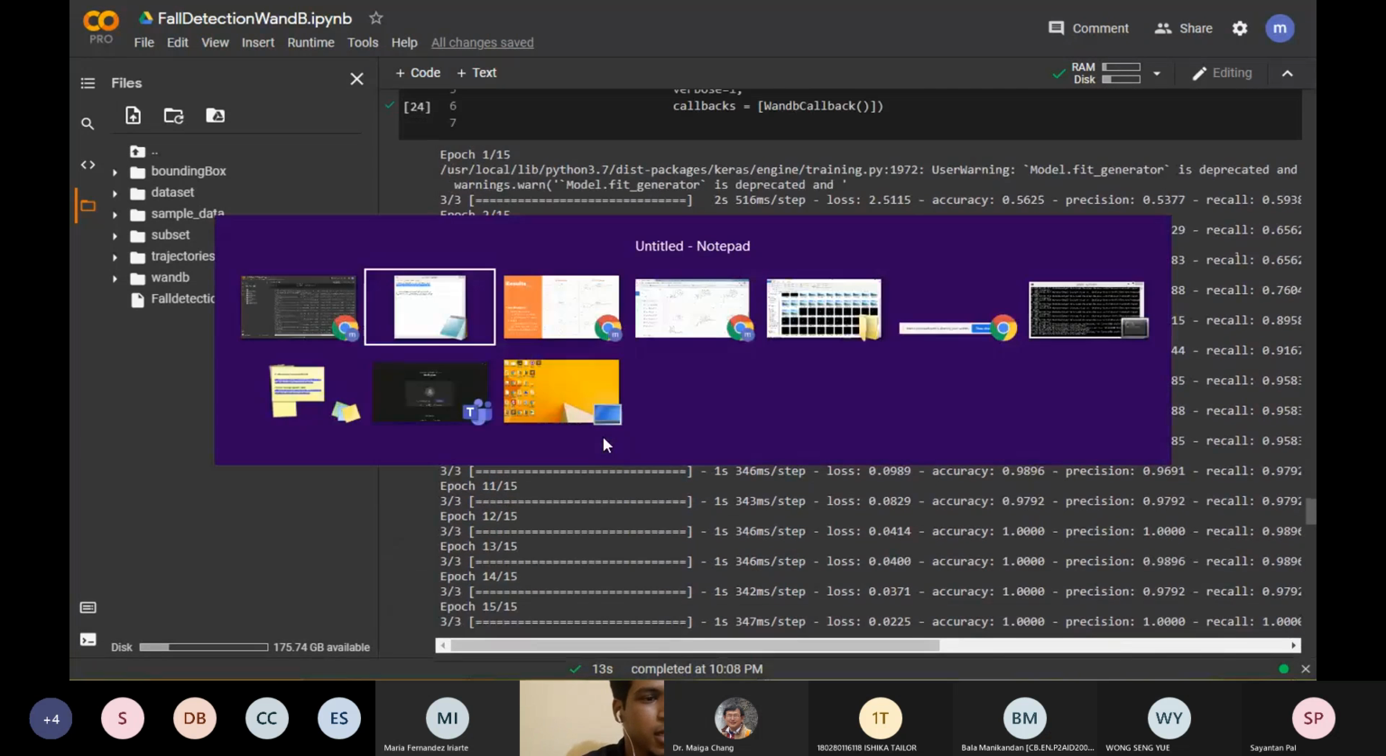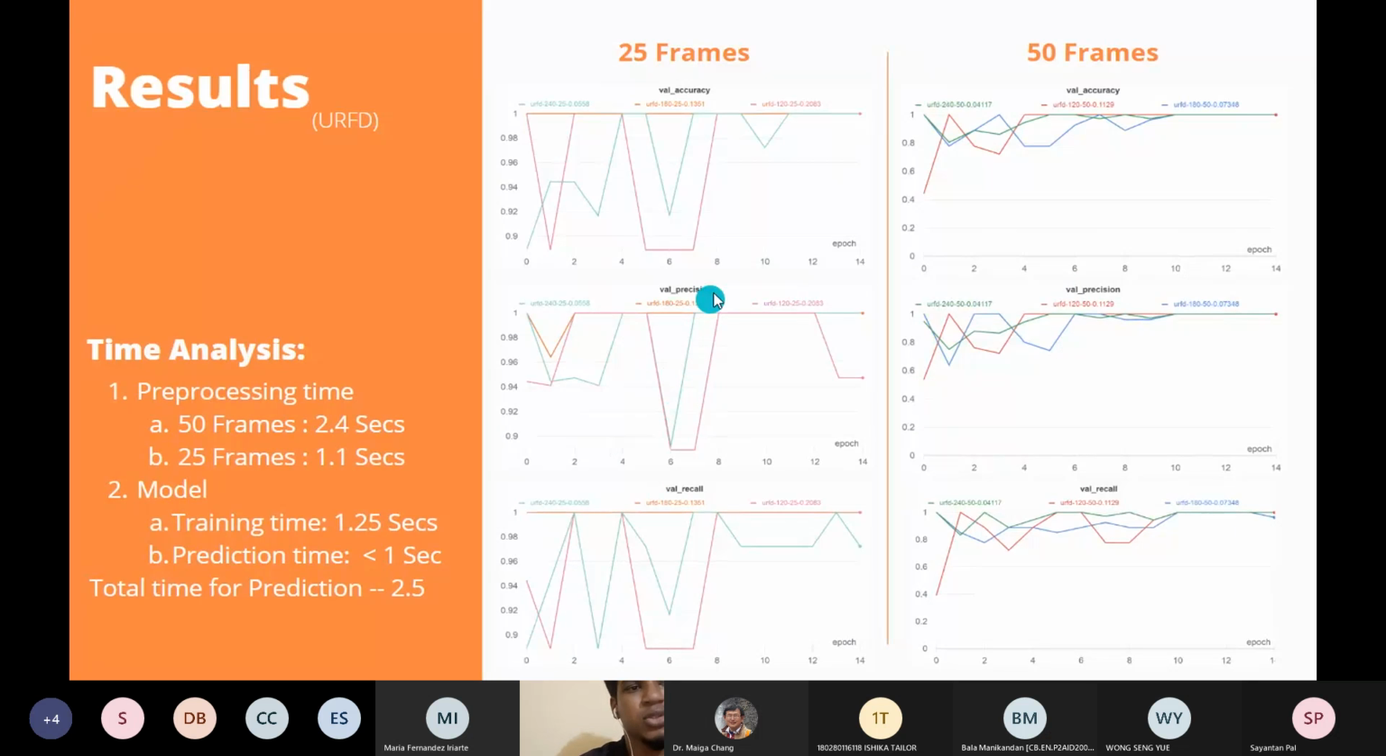After that, let me show the results. We tried multiple approaches. One of them is 25 frames and 50 frames.